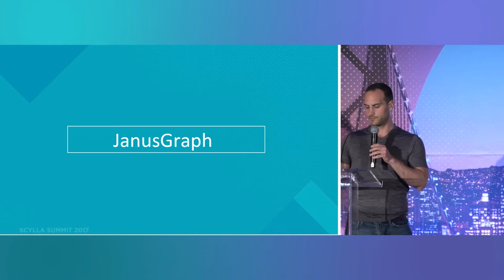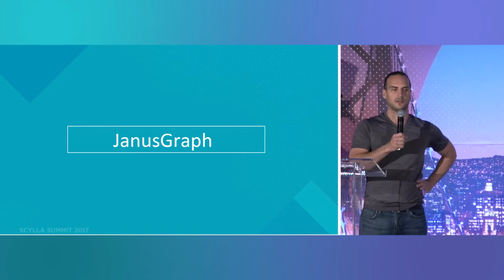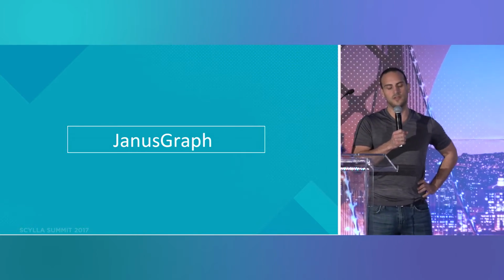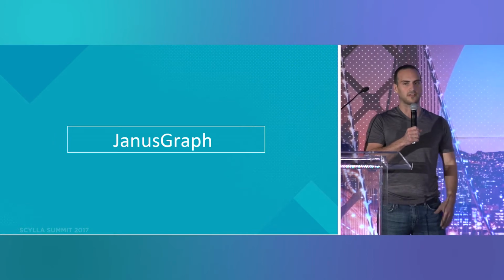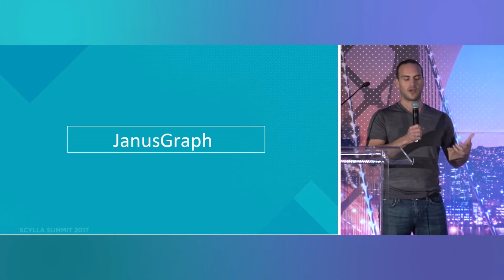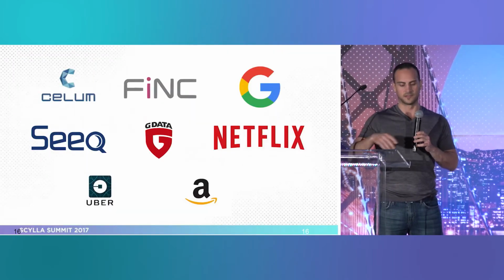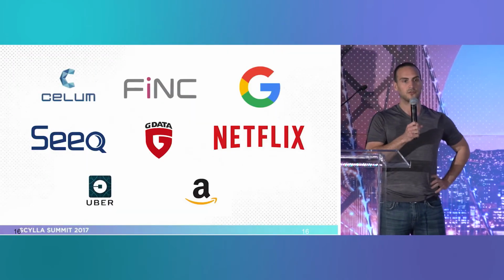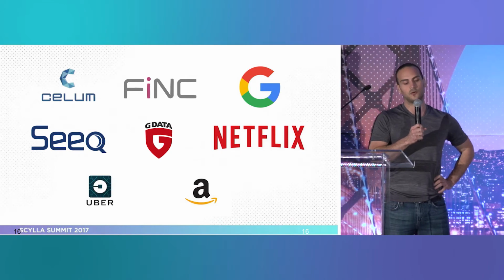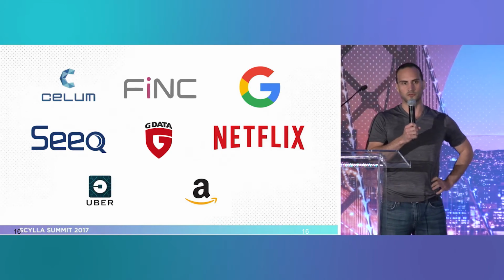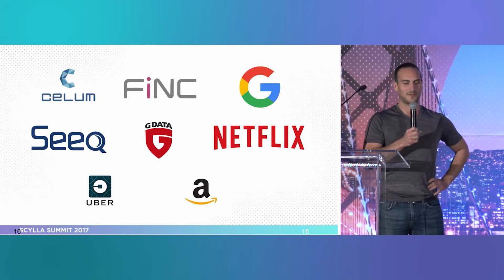Okay. So now we're going to talk a bit about what exactly is Janus Graph. So at a high level, Janus Graph is a Tinkerpop compliant graph database implementation. This is a list of companies that are either using Janus Graph in production or are contributing to the open source project. I forgot to put IBM's picture here.